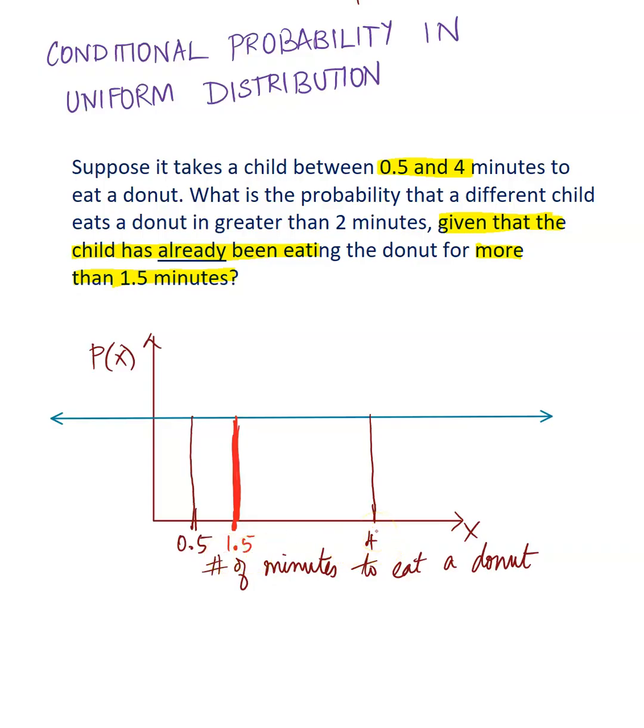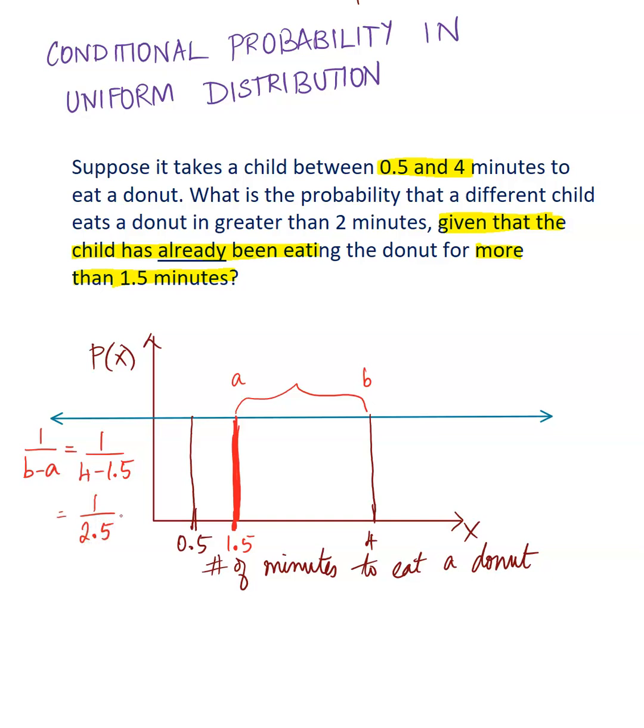So this is your new area. This is what you will use as A and B. Okay, so your height here, or the probability P of x, is 1 over B minus A, and the B has changed, the A has changed because of the condition, right? So what would have typically started at 0.5 is now starting at 1.5. So it's 1 over 4 minus 1.5. This is 1 over 2.5.